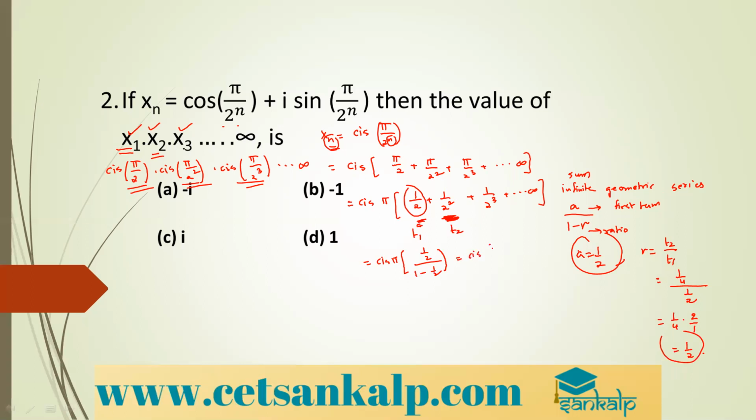So this will give rise to cis pi into 1 by 2 by 1 by 2. So 1 by 2 and 1 by 2 cancel. You will have cis pi. Now if you expand cis pi, it is cos pi plus i sine pi, full form. Now cos pi is minus 1 and sine pi is 0. So the final answer will be minus 1. If you know the theory part or the synopsis which I told you, you can easily do the problems by yourself.